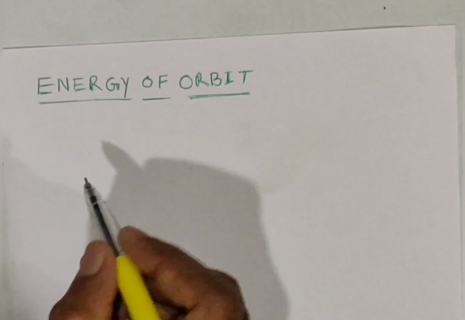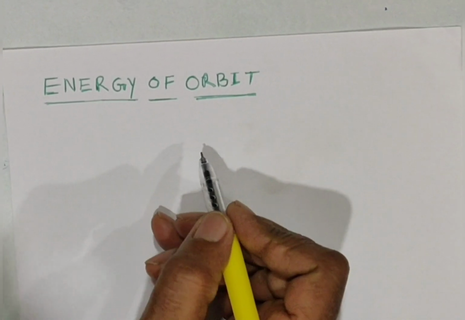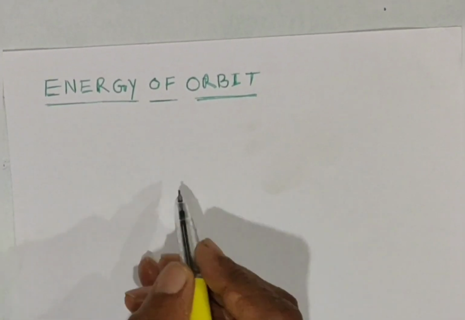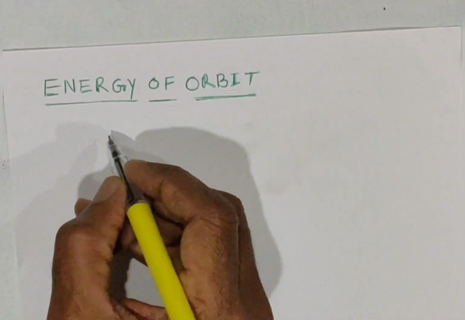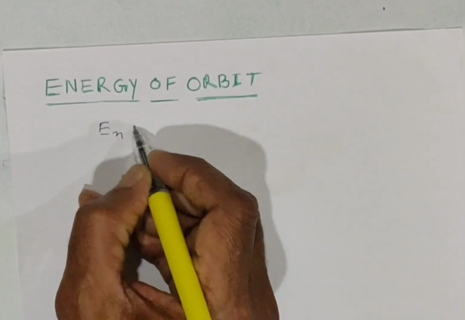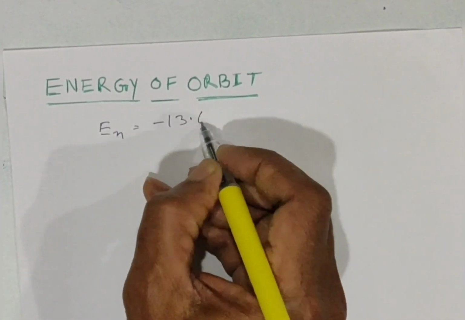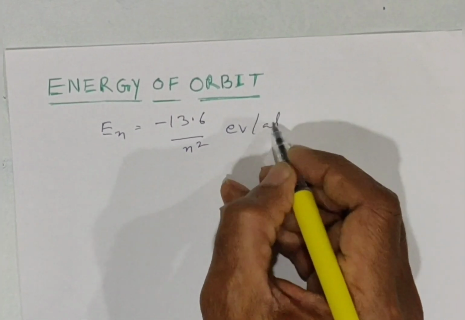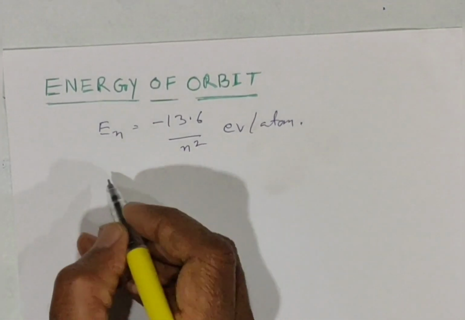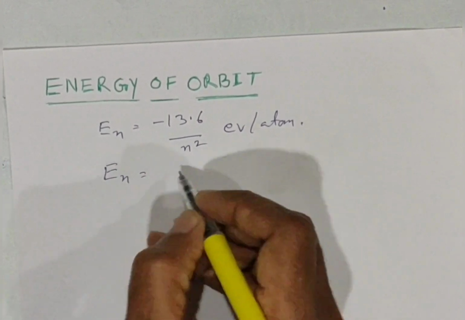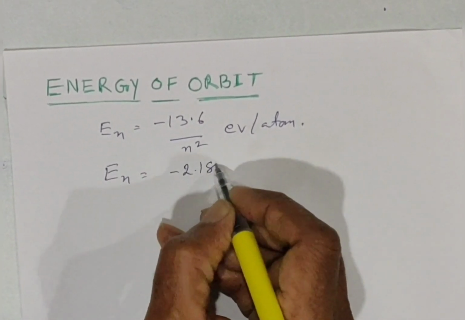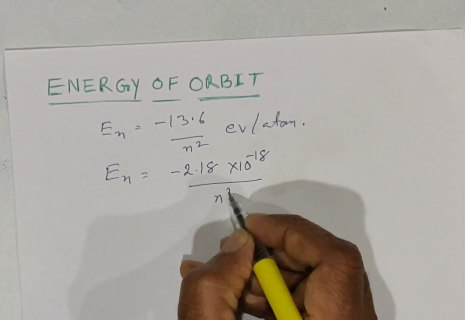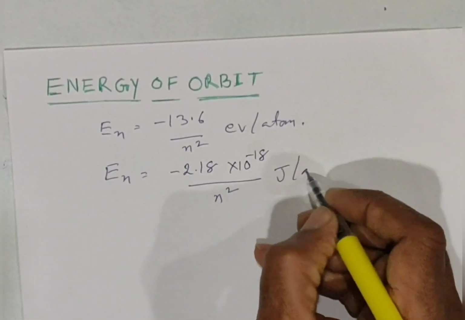Dear students, energy of orbit, these mathematical expressions are also very important. So you have to remember these mathematical expressions in different units. So first one is En is equal to minus 13.6 by n square, that is in electron volts per atom. And another one is En is equal to minus 2.18 into 10 power minus 18 by n square. This is in joule per atom.